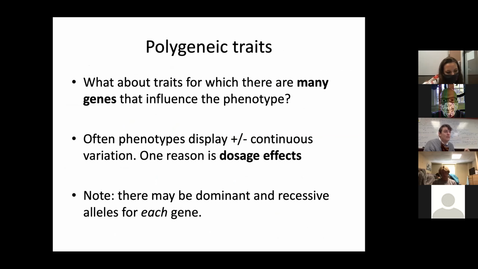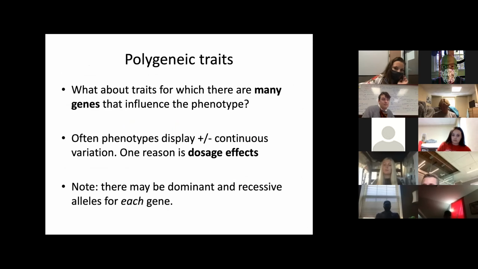Some traits are coded for by many genes. So you could have several different genes that all contribute to the production of red pigment. And so the number of dominant ones you have versus the number of recessive ones you have at these different genes will affect sort of how red or how pink the resulting flower is. We call that dosage effects.